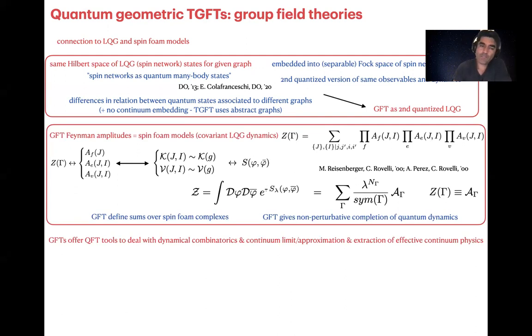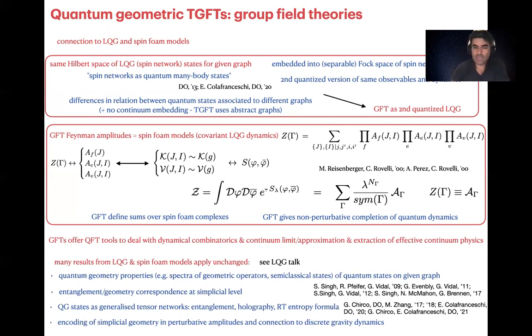That is, group field theory offers new quantum field theory tools to deal with the dynamical combinatorics of quantum gravity states in the sense of loop quantum gravity, but also tools for approaching the continuum limit and the extraction of an effective continuum physics.